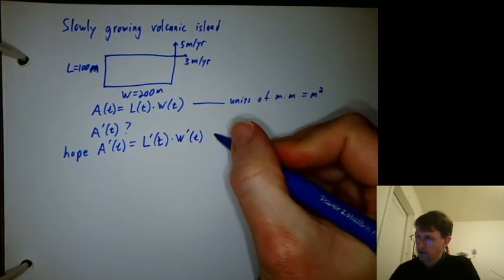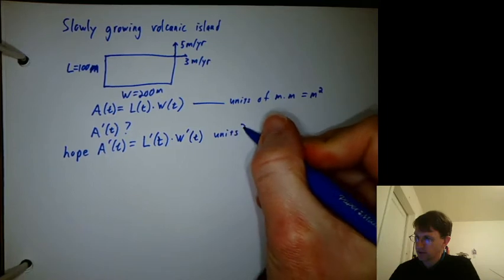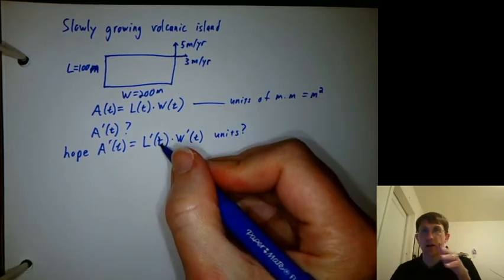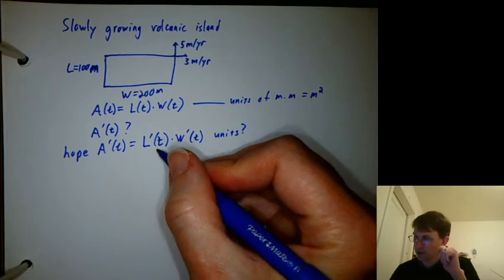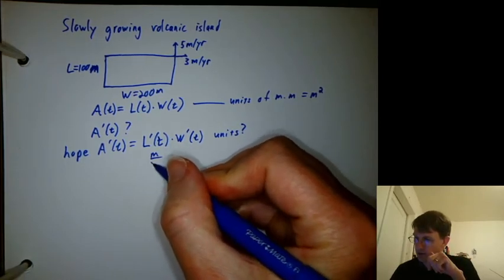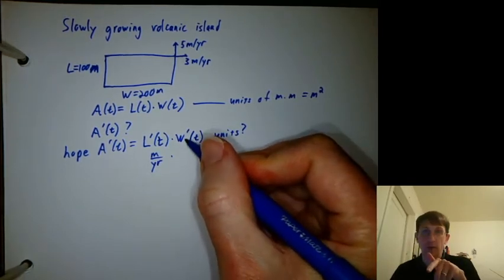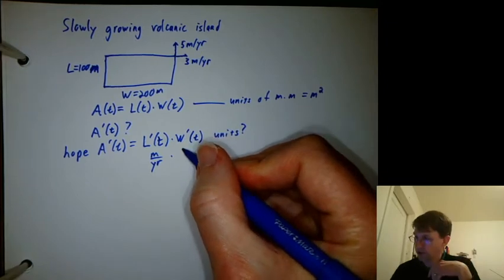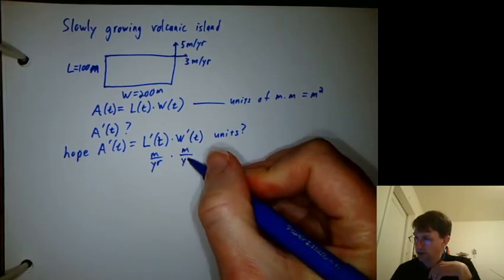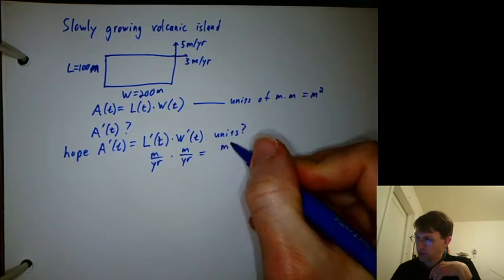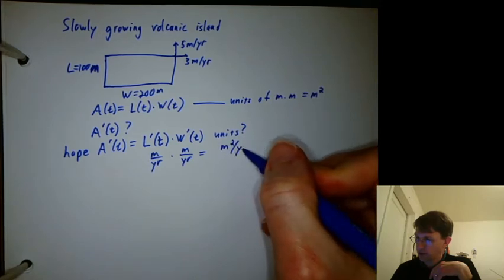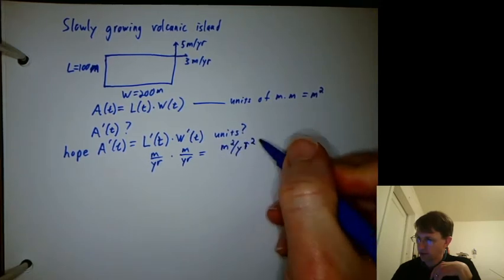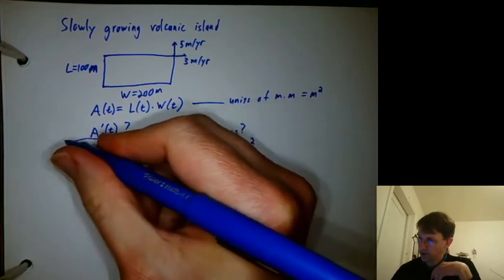What are the units? What are the units of L prime of t? It's how fast L is changing per year. So it would be meters per year. W prime, also how fast width is changing per year. So it would be meters squared per year squared. That's our hope.